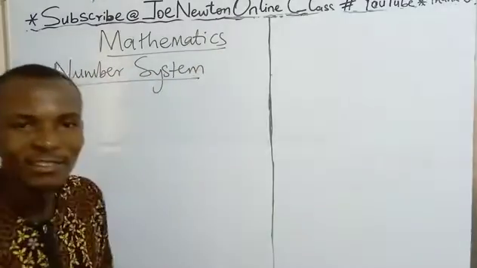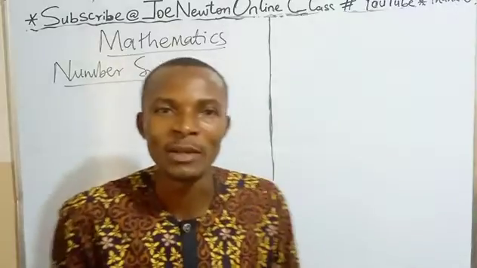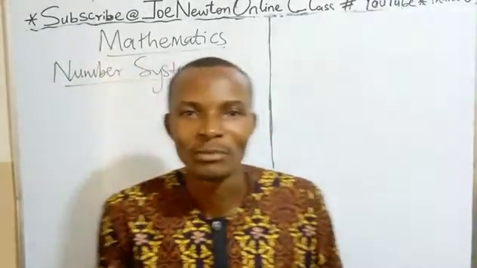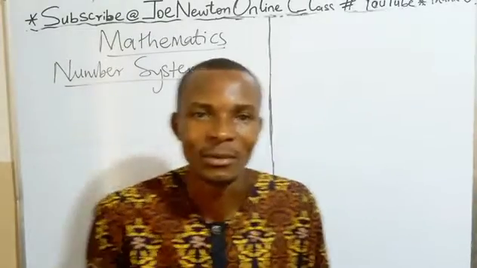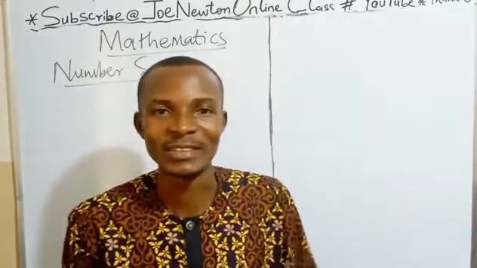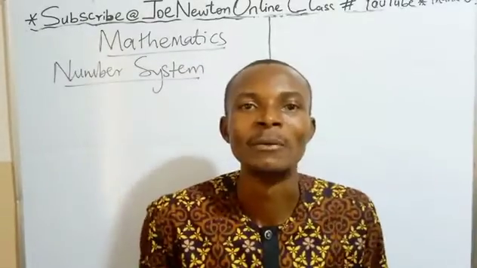So the topic is number system. By number system, we mean different ways of counting numbers. We count numbers in fives, we count in tens, we can count in twos. In twos, that is the binary system. In tens, that is denary or decimal.